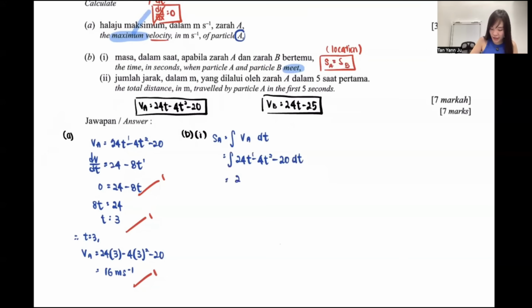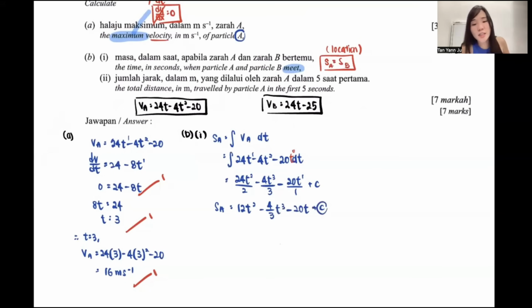Power plus 1, divide: 1 plus 1, 2, divide by 2. 2 plus 1, 3, divide by 3. Then this 20 has no t, or t to the power 0, so 0 plus 1, 1 over 1. Don't forget to write plus c. Okay, my dear, this is my SA equation. But is this final? No. Same as just now when we did the equation of the curve, it shouldn't have a c. The c you normally need to find.